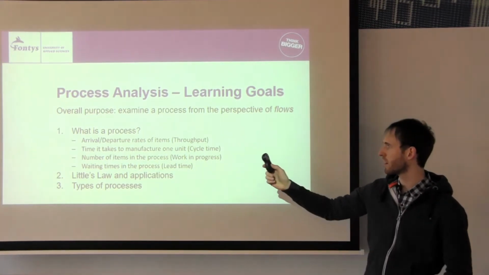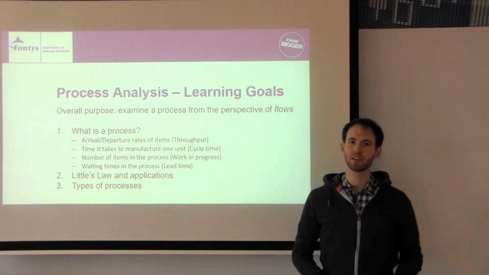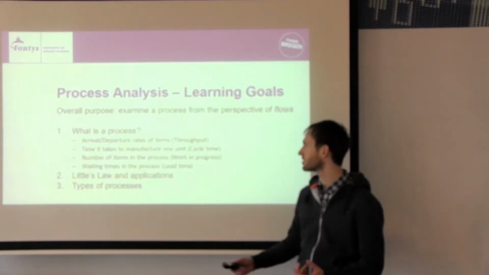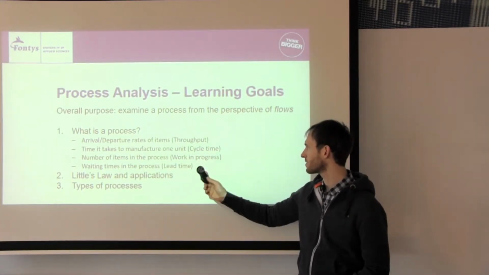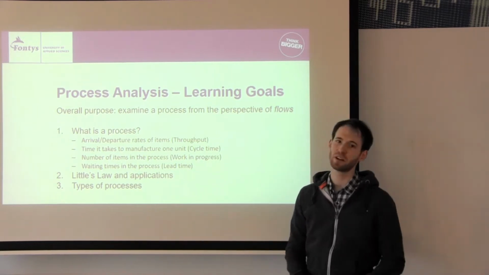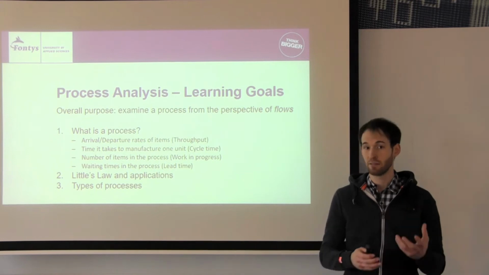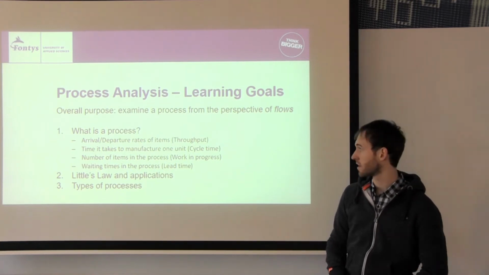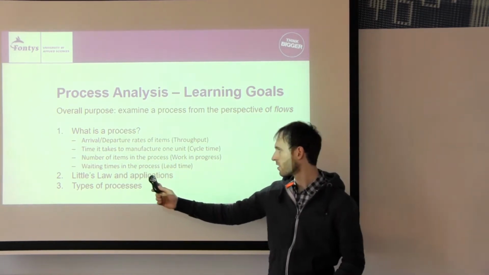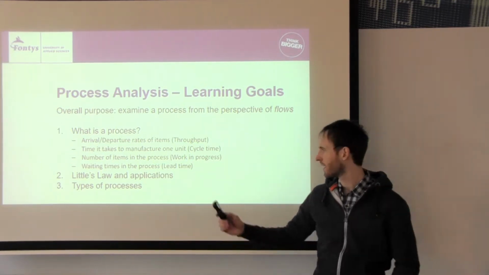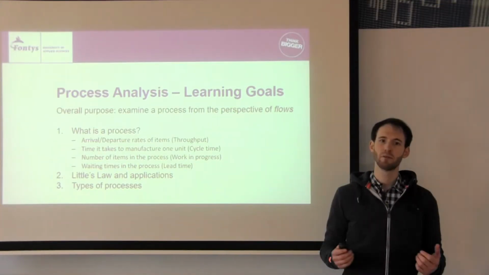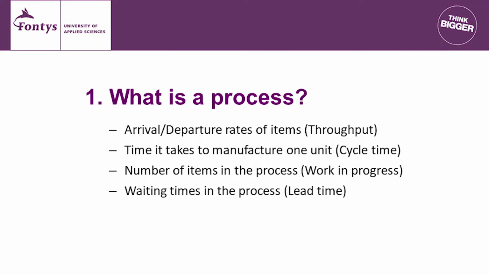The first thing we're going to look at is what is a process, and there's some terminology that I'd like you to understand. What is throughput, what is cycle time, what is work in progress, and what is lead time. If you understand those, you're very far in having a first understanding of what a process actually is. Then we look at Little's law and the applications of it, and then at some types of processes. So let's start with the first one.